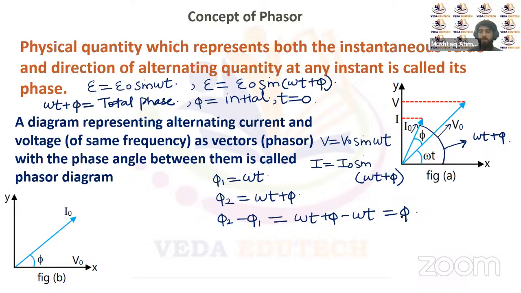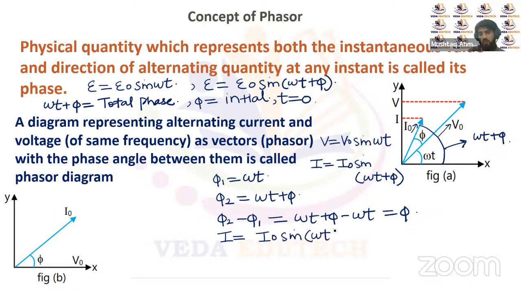You can see here the total phase of the current is more as compared to the total phase of voltage. That's the reason we say here the current leads the voltage. Current leads the voltage. Or we can say that this is the phasor. If we draw the vertical component, or the projection of this current I on the y-axis, similarly the projection of this V naught on the y-axis, we get the projection of this current on the y-axis, that's I naught sine of omega t plus phi.